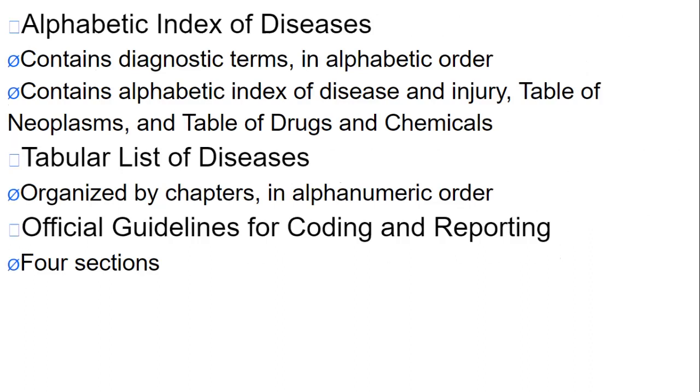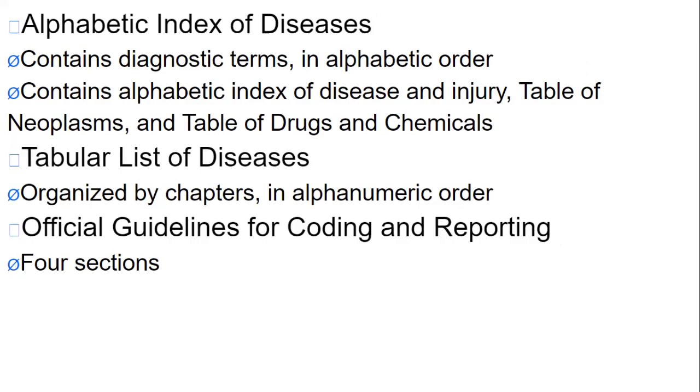Okay, there's an alphabetic index of diseases. It contains diagnostic terms in alphabetical order. It contains an alphabetic index of disease and injury, a table of neoplasms, and a table of drugs and chemicals. The tabular list of diseases is organized by chapters in alphanumeric order, official guidelines for coding and reporting, and there are 4 sections.